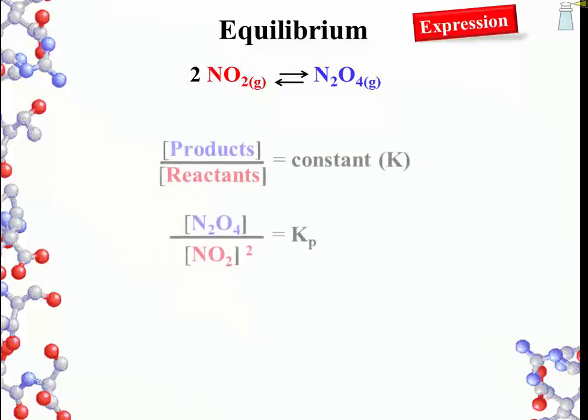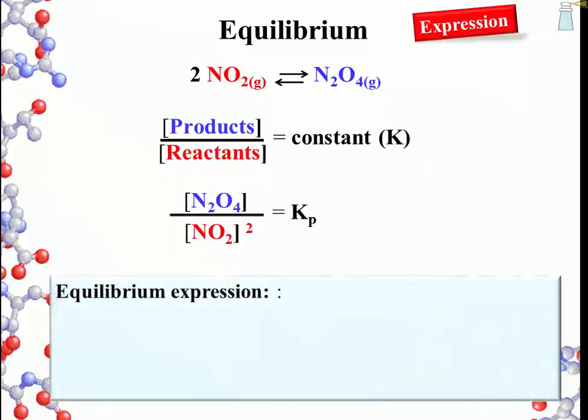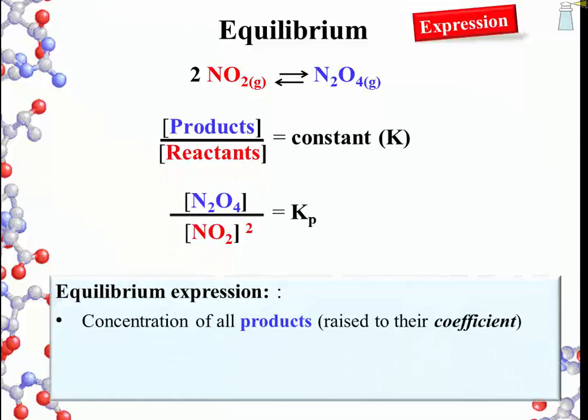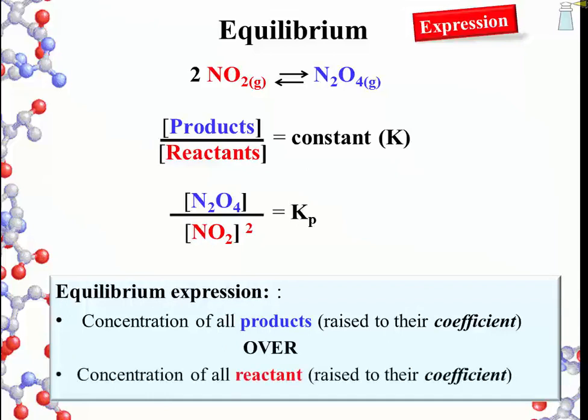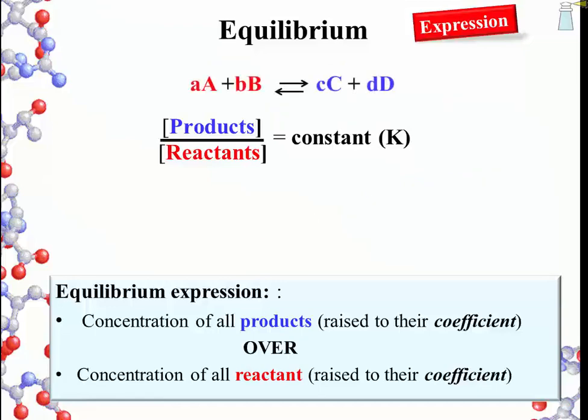Keeping the expression with the square, we can further refine the definition of the equilibrium expression as the concentration of all products raised to their coefficients over the concentration of all reactants raised to their coefficients. And like the balanced chemical equation, the number 1 is not shown. It is implied.